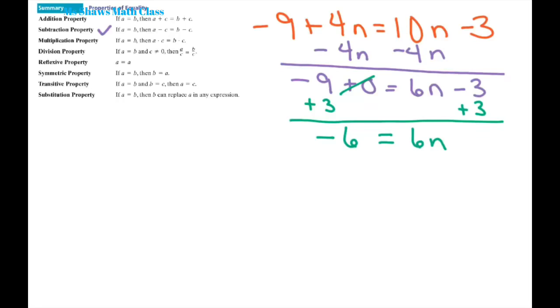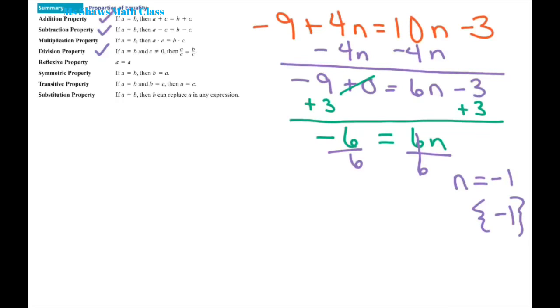Now we're going to use our division property. So we've actually used 3 properties so far. And divide both sides of the equation by 6. That's just 1. So n equals negative 1.